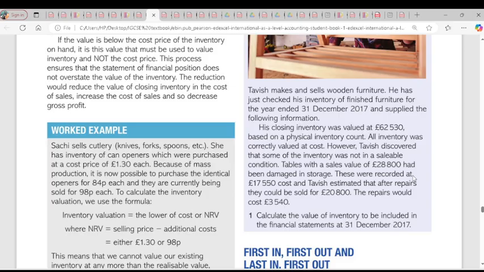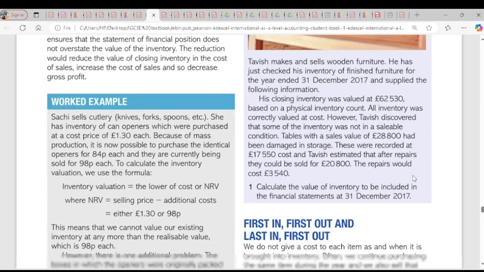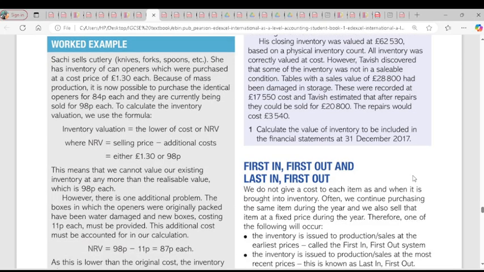Right, here is FIFO. We go to first in, first out and last in, first out. We call them FIFO and LIFO. FIFO occurs where inventory is issued to production or sales at the earliest price. The earliest means the price before, at the time we produced it. That is FIFO, first in, first out. The price as soon as we produce or as soon as we want to sell.